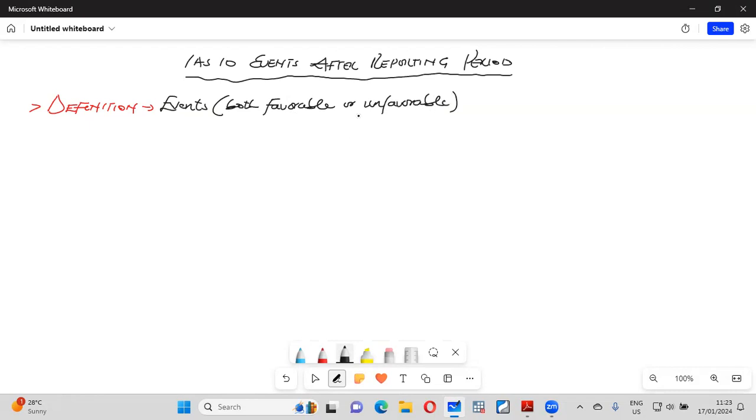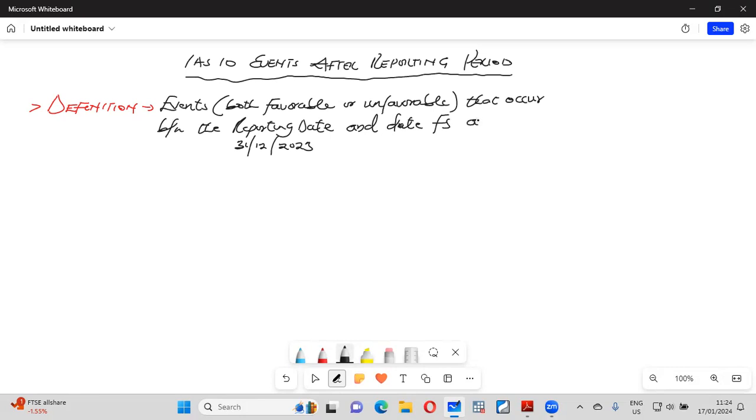And these events occur between the reporting date. Let's make an assumption that our accounting year in this scenario is 1st January to 31st December. So our reporting date will be 31st of December, and let's suppose it's 2023. So any event that will happen between the reporting date and the date the financial statements are authorized for issue.